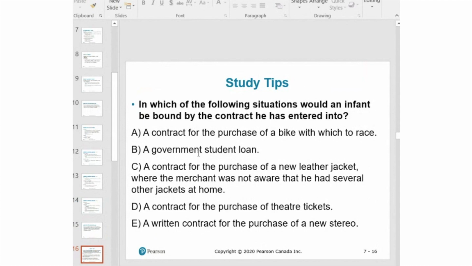Exactly, that's B. Only the student loan is binding on the infant. The other ones, they are not binding. And again, am I saying the infant will not comply with their obligations? No, I'm not saying this. What I'm saying is that in case they don't, the other party cannot enforce the contract, cannot sue them. That's what I'm saying. So that's why you have to be cautious when you are doing business with an infant. Okay? Because the law protects them.